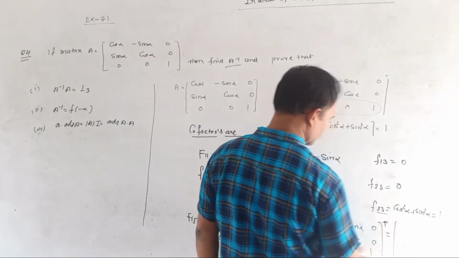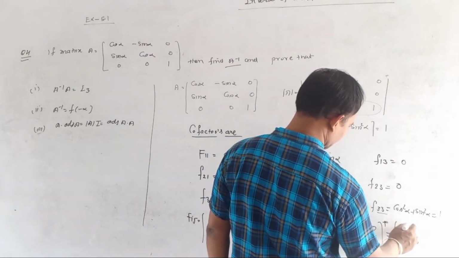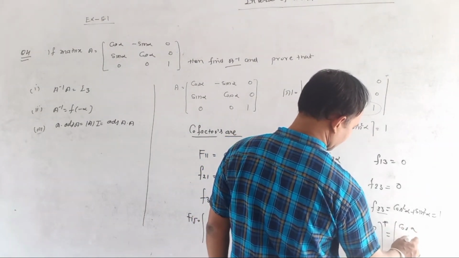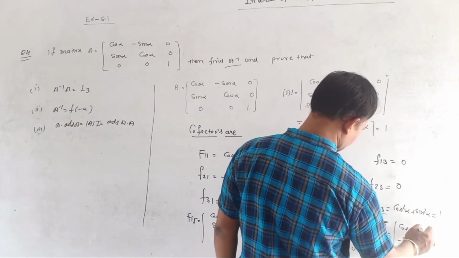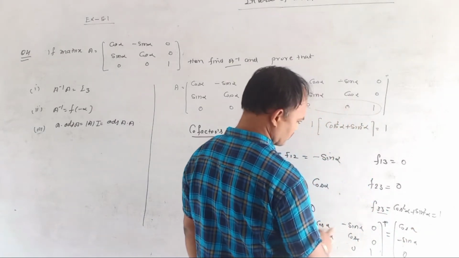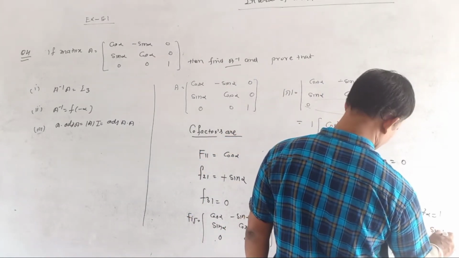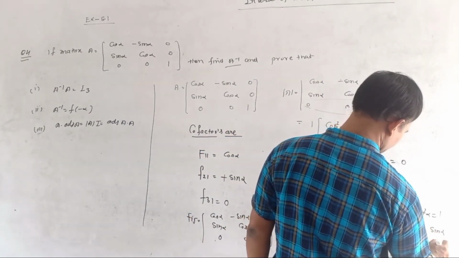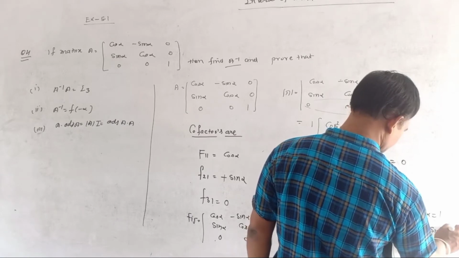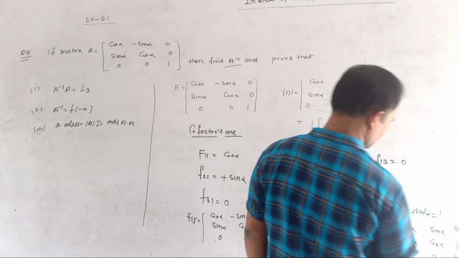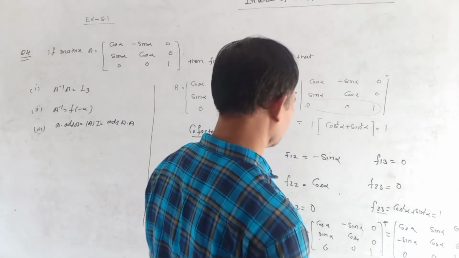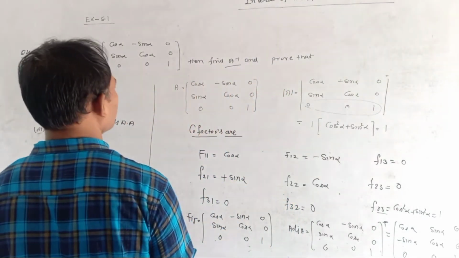So we have to change rows to columns and columns to rows, so we can say it is cos alpha, minus sin alpha, 0; cos alpha, minus sin alpha, 0; sin alpha, cos alpha, 0; 0, 0, 1. So students, this is the adjoint of A. Okay, so now we have found the adjoint of A.